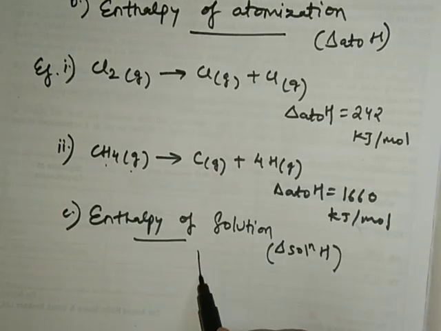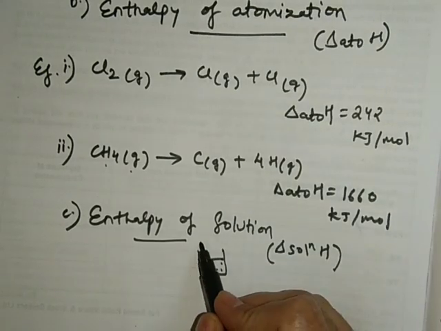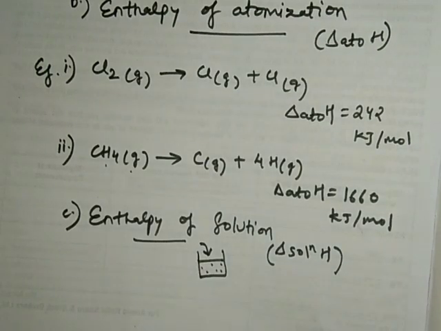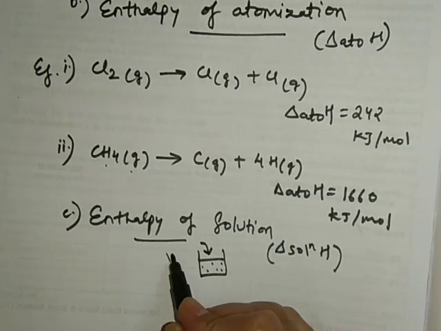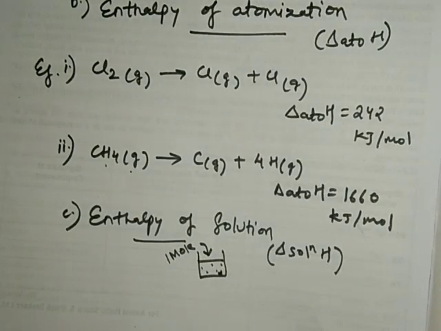That means you have a solvent, a specific volume, and you add to this a certain solute which is 1 mole. 1 mole of solute you are adding to some amount of solvent. There will be a change in heat content of the solution, and the heat change in this process when you have dissolved it, whatever heat change takes place, it is called enthalpy of solution.